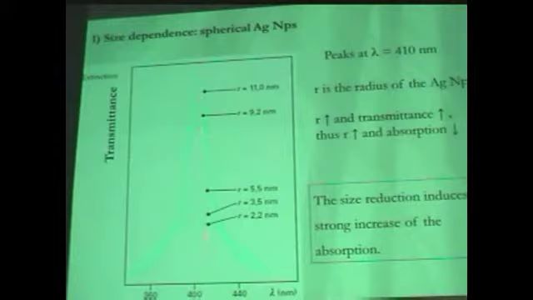Those peaks appear at 410 nanometers, and we can see that as the radius of the nanoparticles increases, the transmittance of the spectra increases. And in contrast, as the size increases, the absorption decreases. We can see that the size reduction induces a strong increase of the absorption.